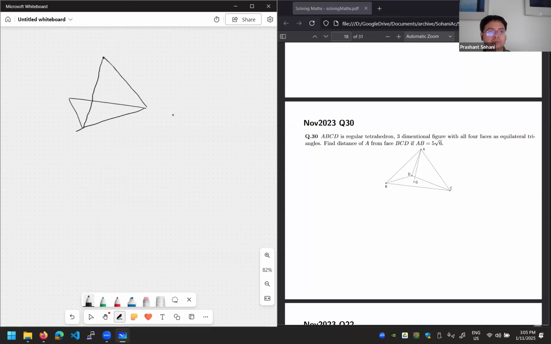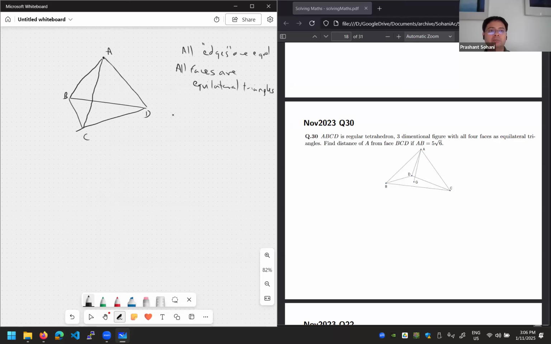Okay, so the first special property is that all the lengths are equal. So all the sides are equal. If I call this A, B, C, D, then all the edges, like AB, AC, all these segments are equal. And as a result of that, all the faces are equilateral triangles. So what is a face? A face is like one surface, right? So ACD is, for example, one face. So all the faces are equilateral triangles.